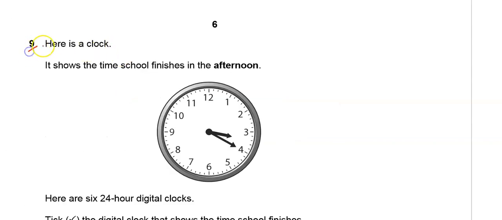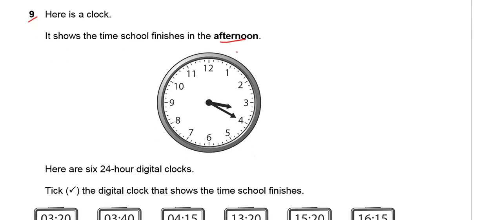Question number 9. Here's a clock. It shows the time school finishes in the afternoon. So what is the time on this clock? This clock is showing 3, of course the shorter hand shows hours. The hour is between 3 and 4, so that's 3. And the longer hand shows minutes. So this is 3:20 p.m.